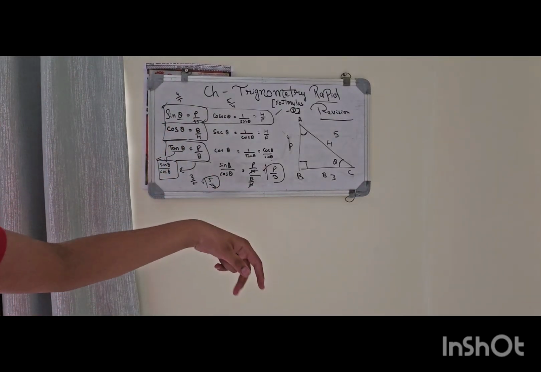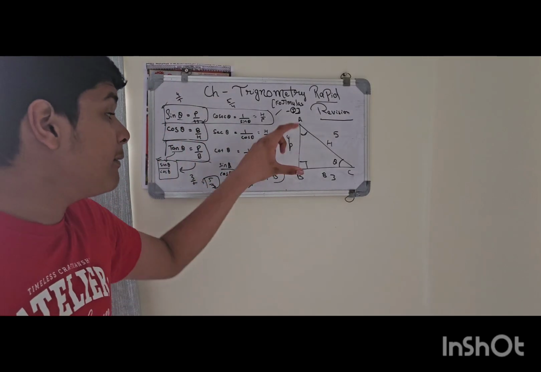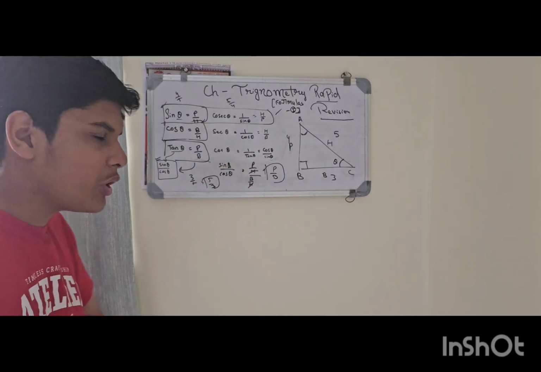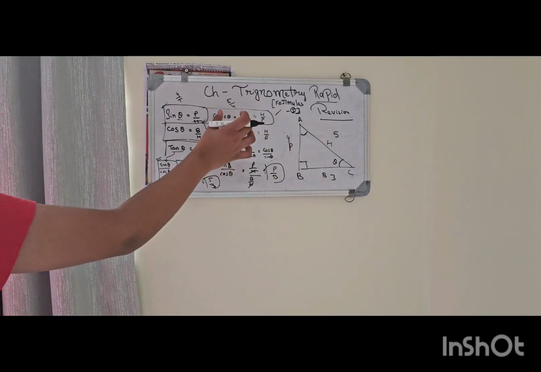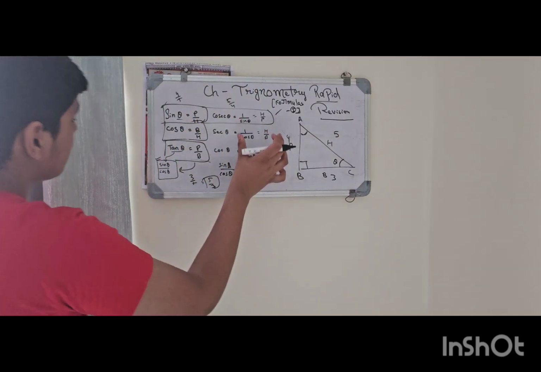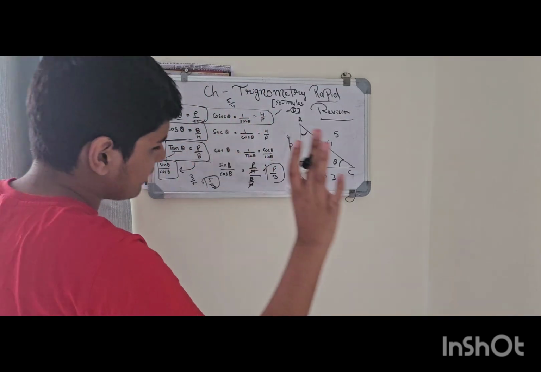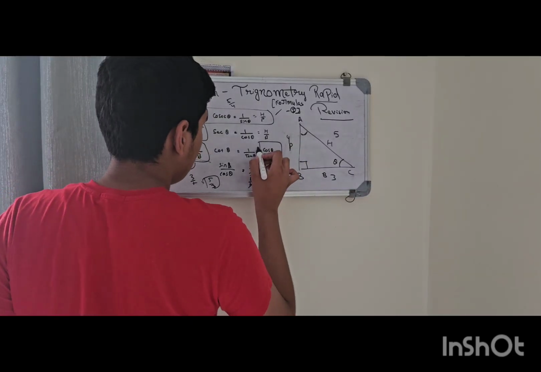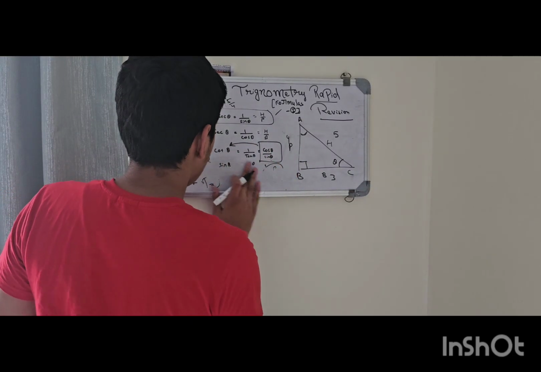Similarly, tan theta, if I take P by B, is 4 by 3, so cot theta will be 3 by 4. Just the reciprocal. So always remember cosec theta is the reciprocal of sin theta, sec theta is the reciprocal of cos theta, and cot theta is the reciprocal of tan theta. Now one more important thing to remember: cos theta by sin theta is equal to cot theta. Simple.